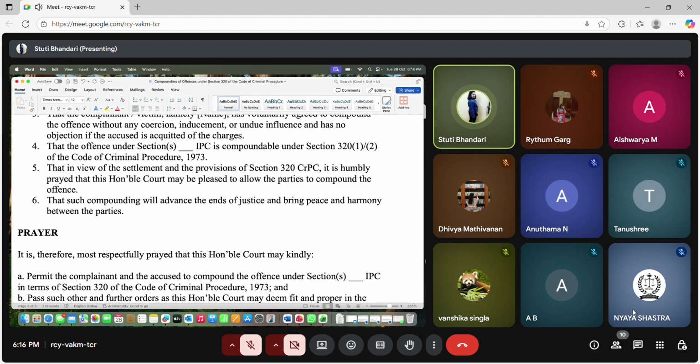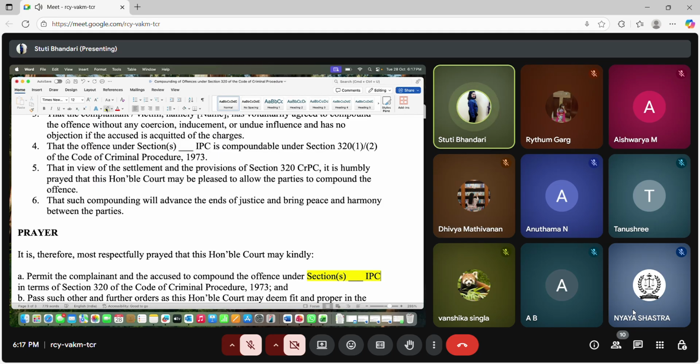So why are we writing the IPC sections also? Because here we would be mentioning the charges which have been drafted against the accused in the FIR. And why do we write these charges? So that the court can check if these are the charges which can be compounded or not. It is very important for the court to check if the offence falls under section 320 or not.